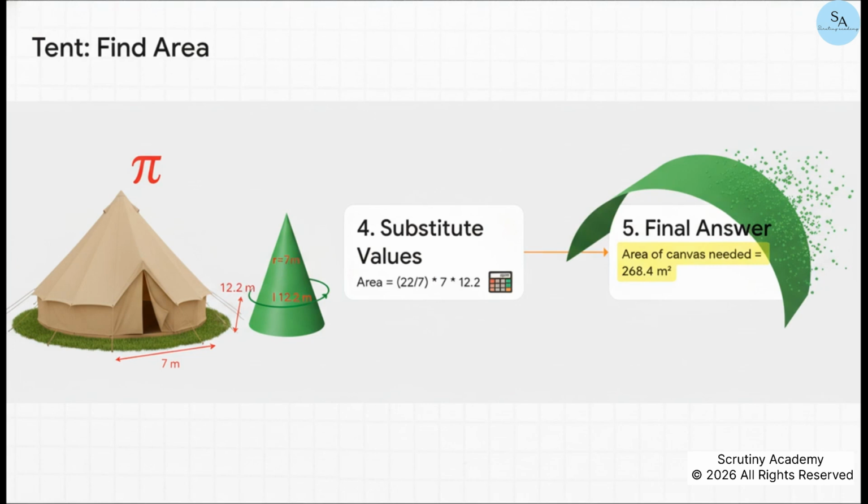We grab our formula for the curved surface area of a cone, pi times r times L. We plug in our numbers, do the math, and bam! The total canvas we need is 268.4 square meters. We just went from a real-world problem to a solid numerical answer.